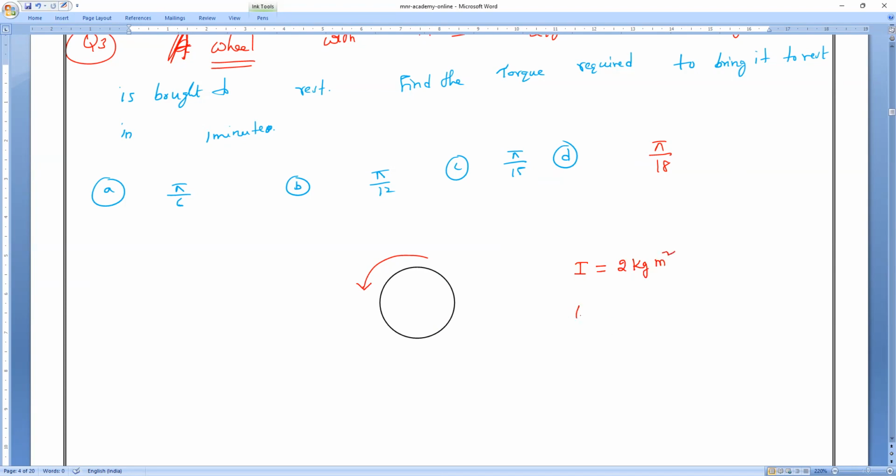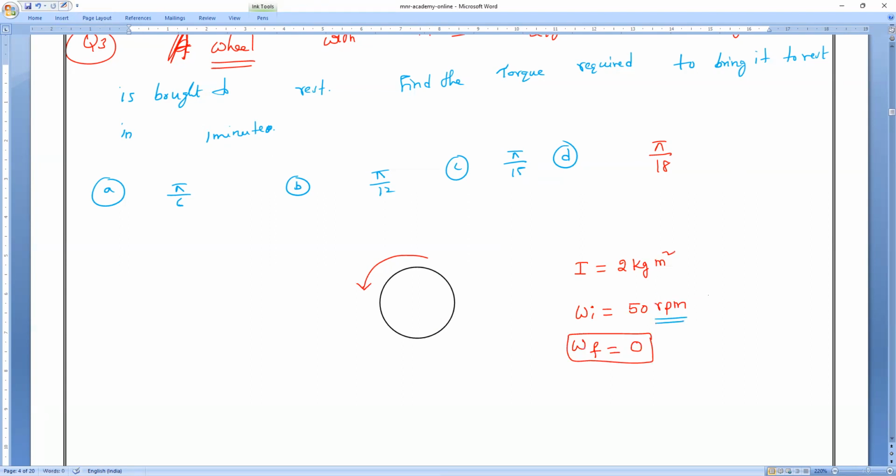And what is the initial velocity? It is rotating. What is the initial angular velocity? It is rotating how much, guys? Initial angular velocity is 50 RPM. And what is the final angular velocity? Brought to rest. What is the final velocity? Everybody, 0. Brought to rest means final angular velocity is 0.